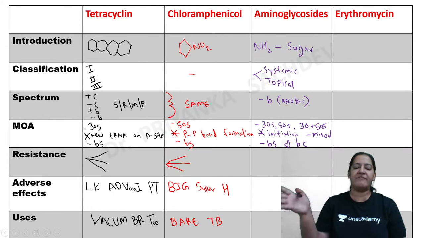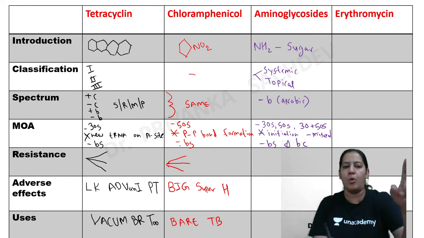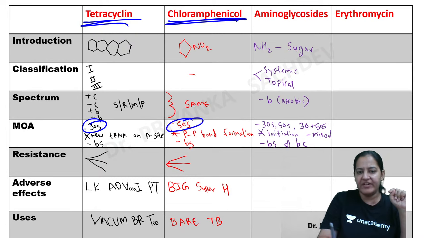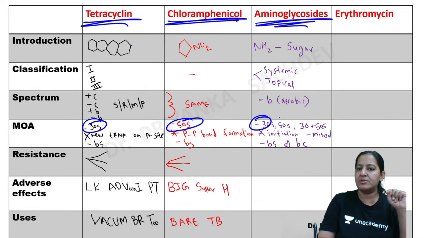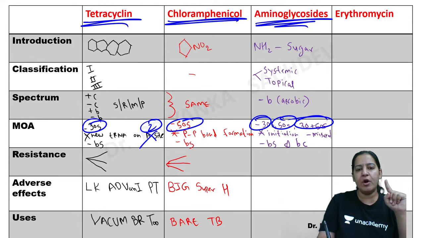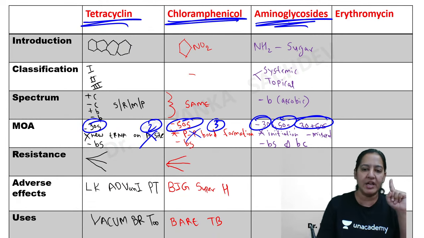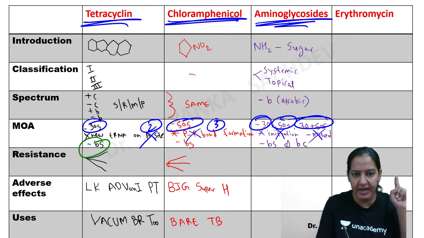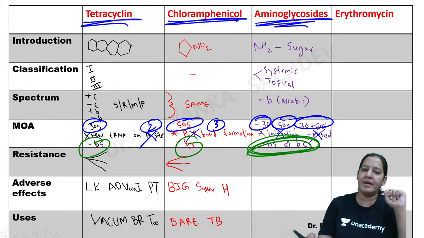Now compare the mechanism of action of the three drugs up to now. Tetracycline acts on 30S. Chloramphenicol acts on 50S. Aminoglycoside acts on 30S also, 50S also, and the junction also. Very easy. Tetracycline inhibits the A window, that's why step number 2. Chloramphenicol inhibits peptide bond formation, that's why step number 3, the P to A shift. Aminoglycoside inhibits initiation and causes misreading. Tetracycline is only bacteriostatic. Chloramphenicol is also bacteriostatic. But aminoglycoside is bacteriostatic as well as bactericidal. Give me a thumbs up.